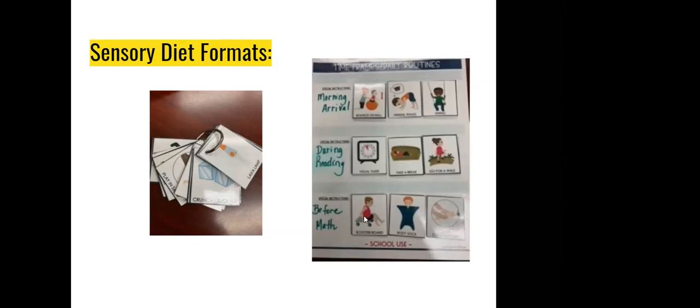Before math, they get a scooter board or body sock. You can either make these choices, or this is kind of their structure of their sensory break. They first do scooter board, then body sock, then joint compressions. So these are just a few that I have done for students.